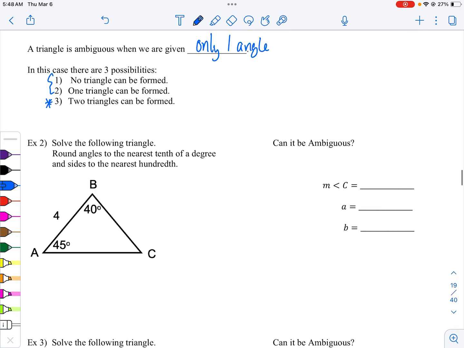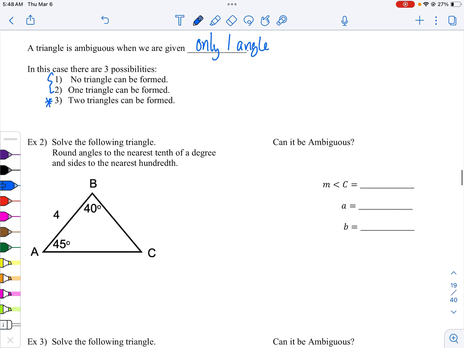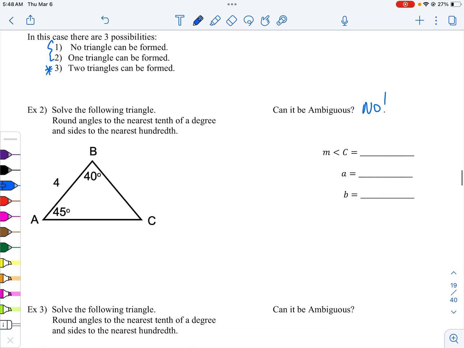The first thing says solve the triangle. That means we're finding all the sides and all the angles. We're going to round each angle to the nearest tenth and the sides to 2 decimal places, or the hundredth. So how do I know if it's ambiguous? We said that it's ambiguous when there's only one angle given. Here I'm given two angles, so can it be ambiguous? No. So we know we're either getting no triangle or we're getting one triangle here, because I was given two angles. That means there is only one possibility for that angle right there.